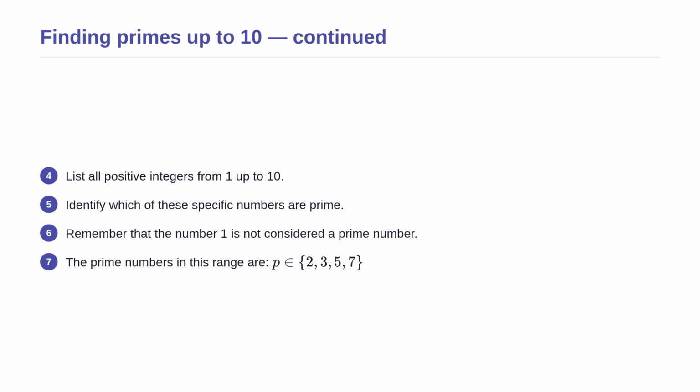Continuing with our calculation, our next step is to list all the positive integers starting from 1 up to 10. From this list, we must carefully identify which numbers are prime. You must always remember that the number 1 is not considered a prime number. Looking at the remaining numbers, the primes up to 10 are exactly 2, 3, 5, and 7. These are the only numbers in our range that cannot be divided by anything other than 1 and themselves.